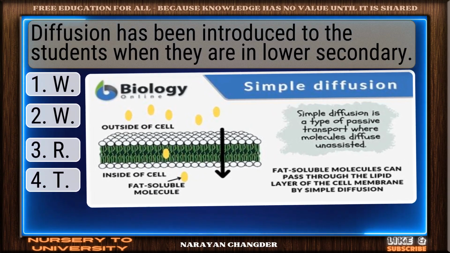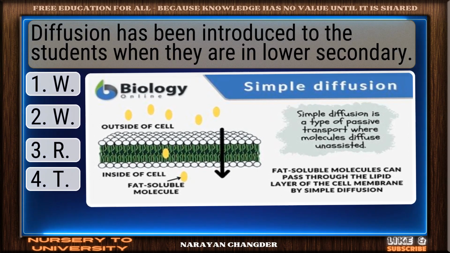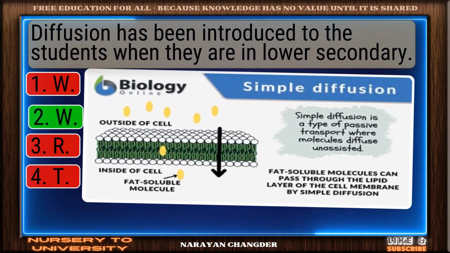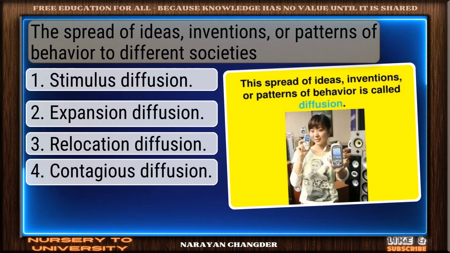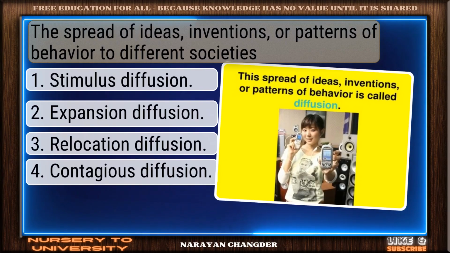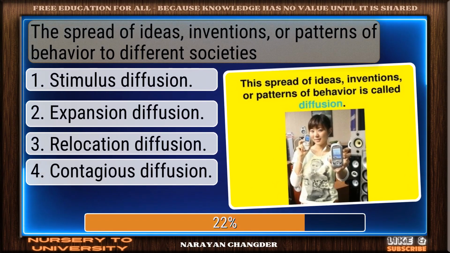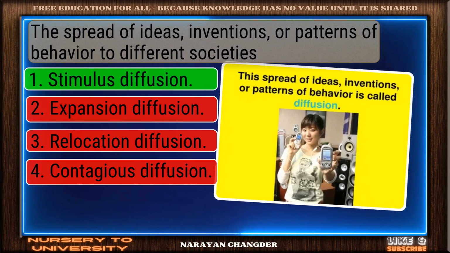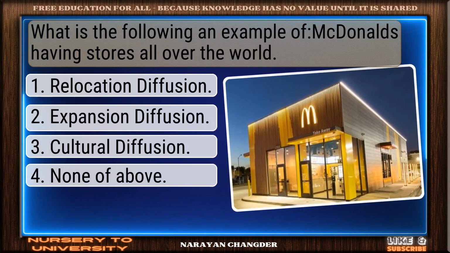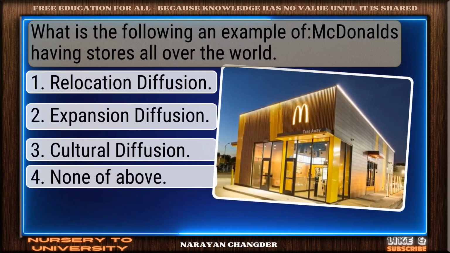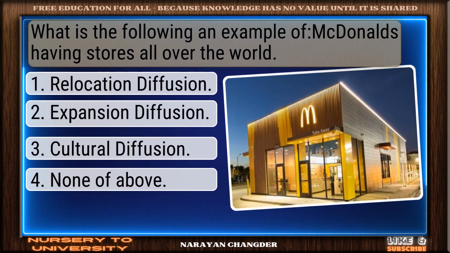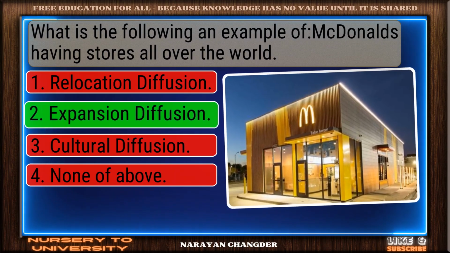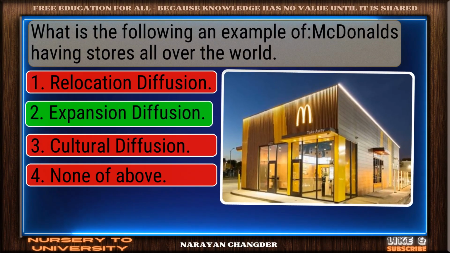Diffusion has been introduced to the students when they are in lower secondary. Great thinking. W is the right choice. The spread of ideas, inventions, or patterns of behavior to different societies. Great job. Stimulus diffusion is the accurate answer. What is the following an example of, McDonald's having stores all over the world? Smart move. Expansion diffusion is an accurate answer.